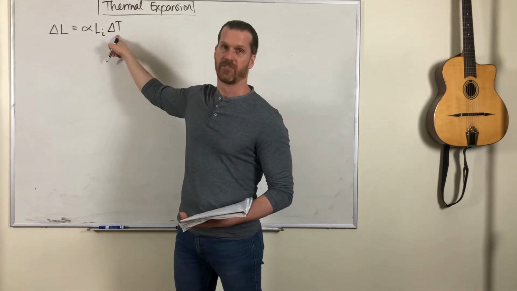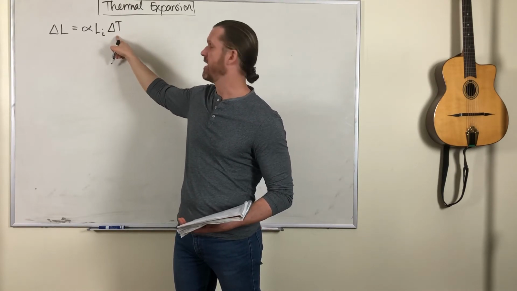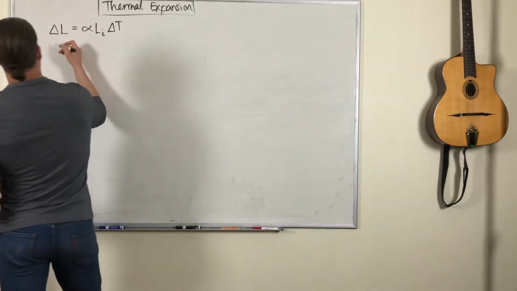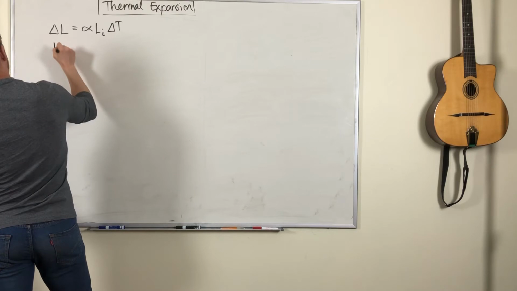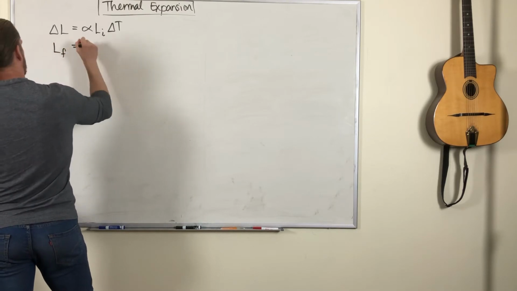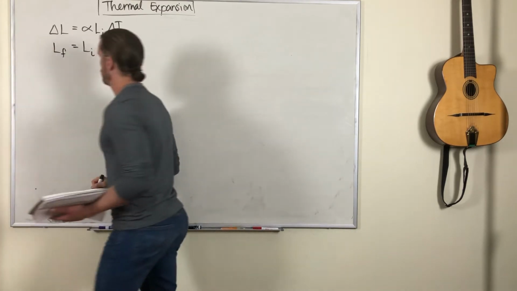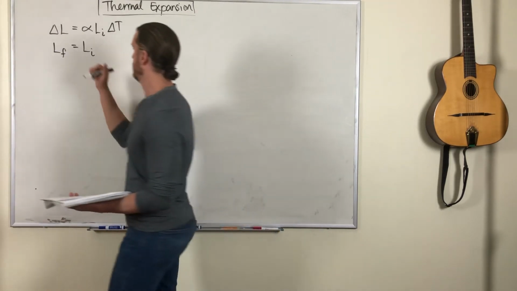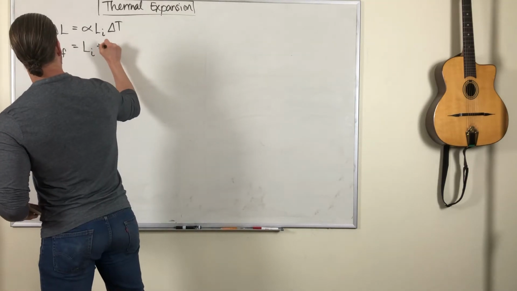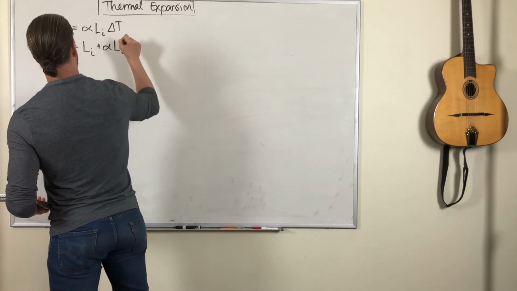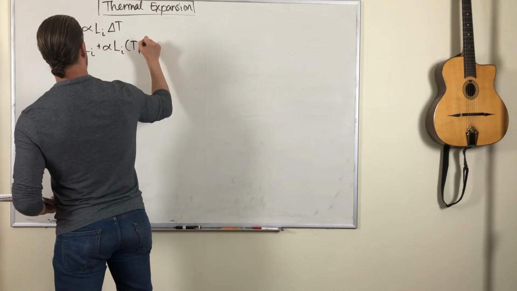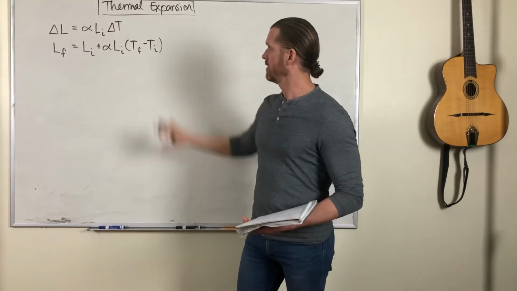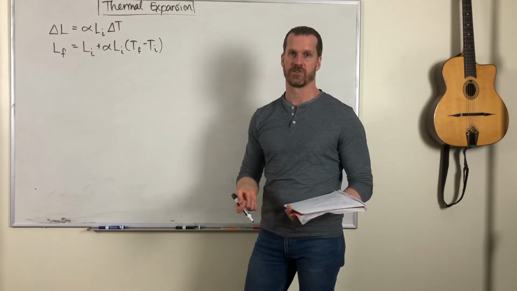Your textbook, by the way, has a typo. They wrote delta L over here. It's supposed to be delta T. Another way of writing this equation, the way I usually write it, is the final length of a material after it undergoes a temperature change equals its initial length plus alpha times initial length times this temperature difference. Those are just two ways of writing the same equation.